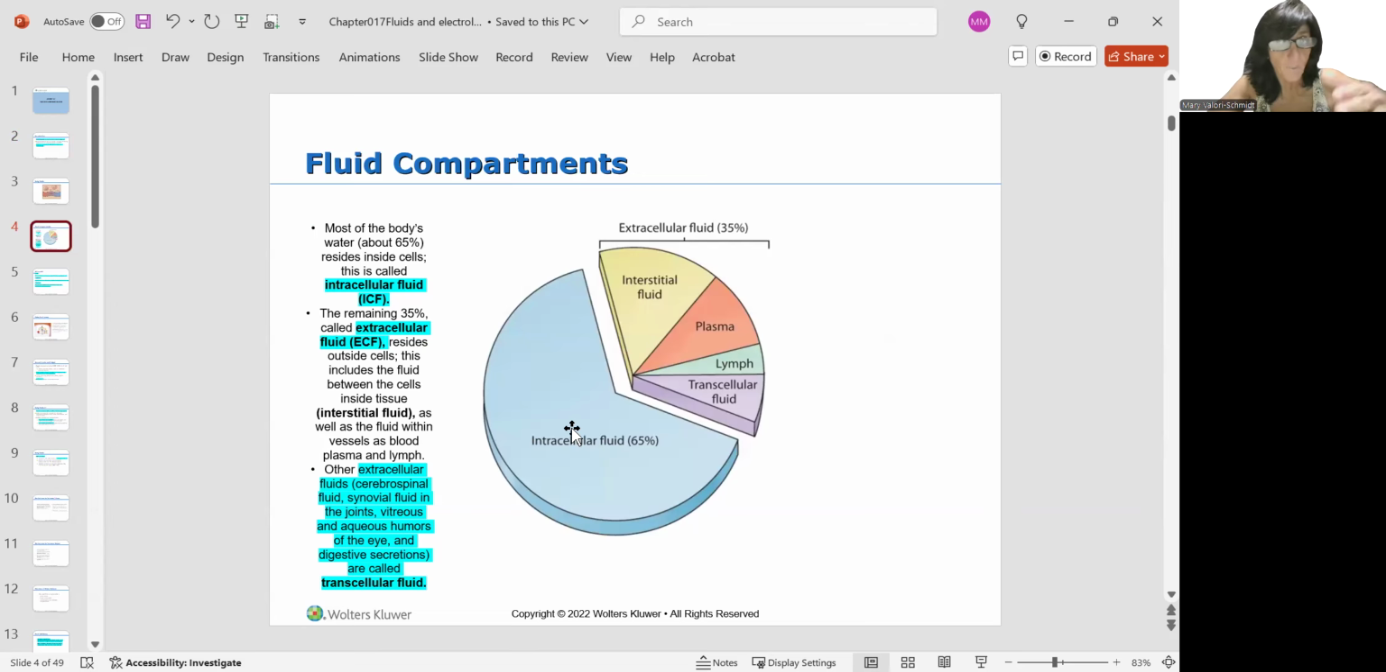It's extracellular fluid. It's interstitial fluid. That's the fluid that's kind of inside your tissues. The plasma, part of your blood, lymph, and transcellular fluid. What's that? Synovial fluid in your joints, cerebrospinal fluid, vitreous and aqueous humors in your eye, right? Digestive secretions, all those things are transcellular fluids. And collectively, those are all the extracellular fluids, okay?